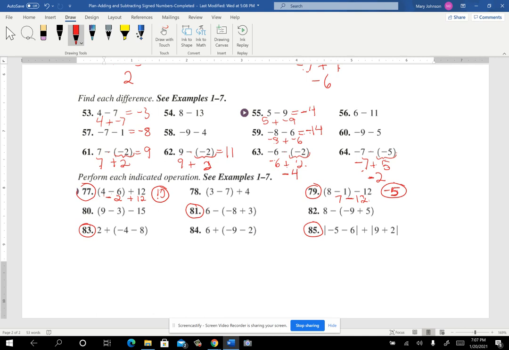Right, with 81, I would start on the innermost here. I have a debt of 8, but then I have $3, so I can pay off some of that. So that inside the parentheses is going to still be negative, but it'll be just -5. And then see how you have 6 minus that -5? So that's going to really equal 6 plus 5.